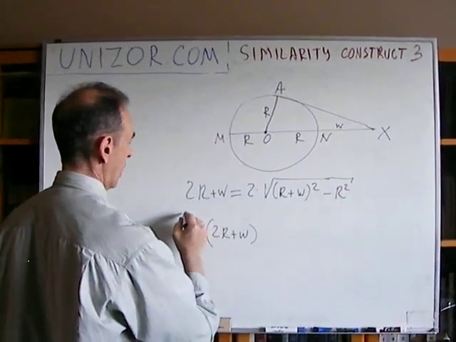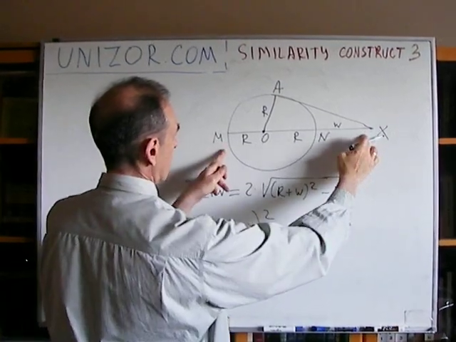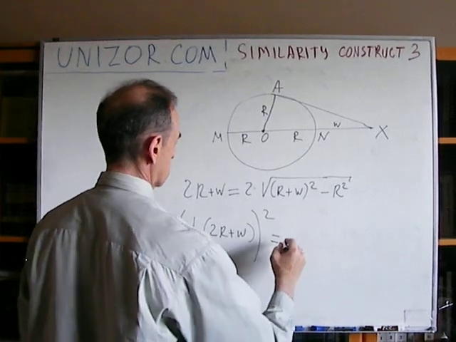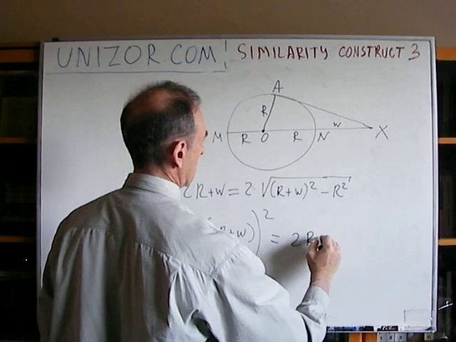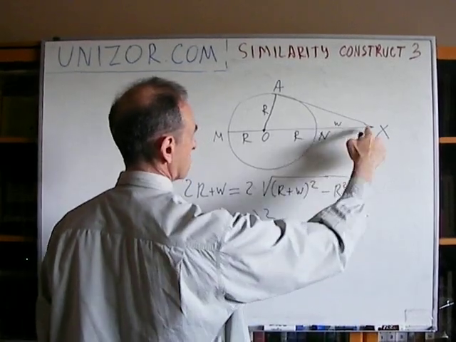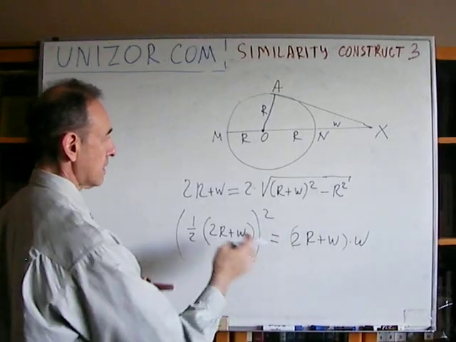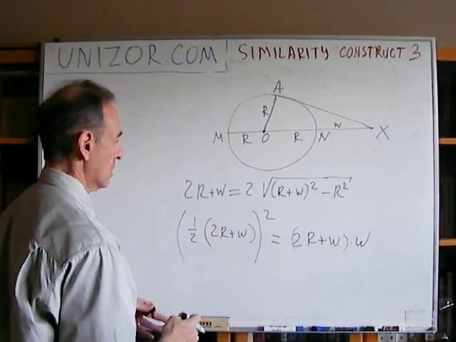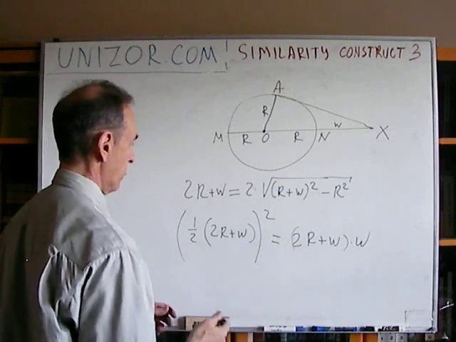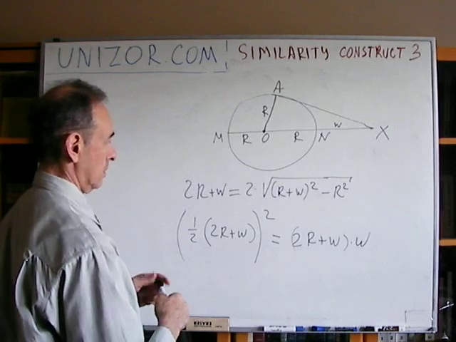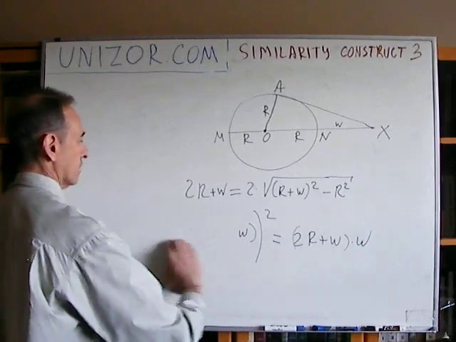So the square of this thing should be equal to a product of this length, which is 2r plus w, by the external part. So that's another equation. And most likely these are exactly the same equations, and whatever you solve will give you exactly the same result. Now, which one do we prefer? Well, let's take the first one, it doesn't really matter, and try to solve it.